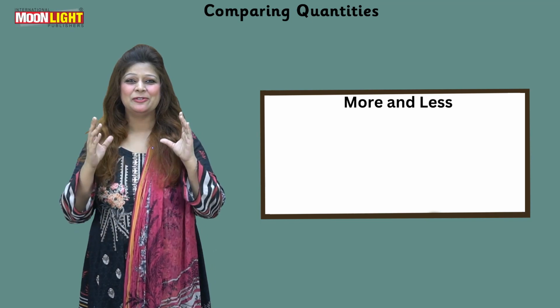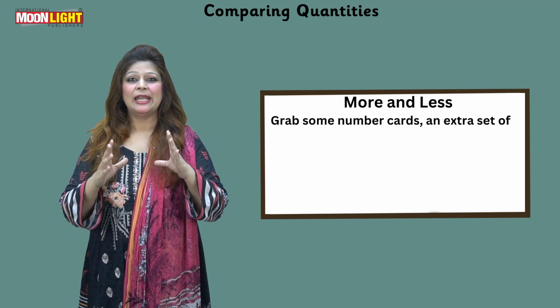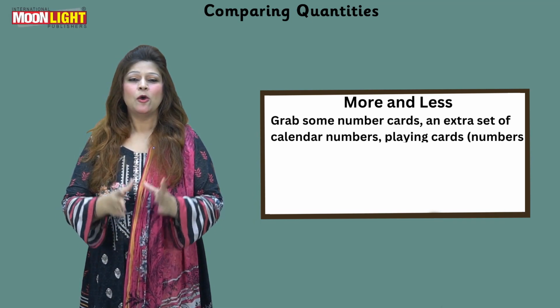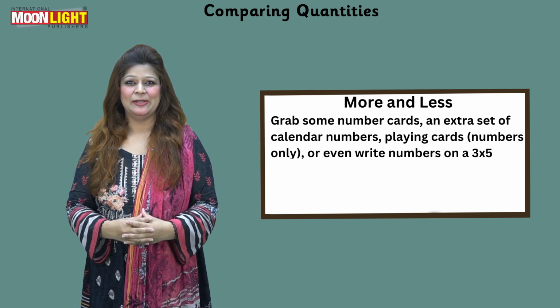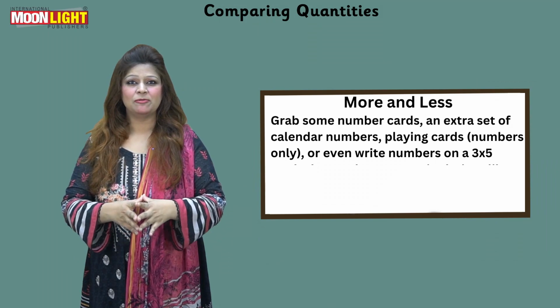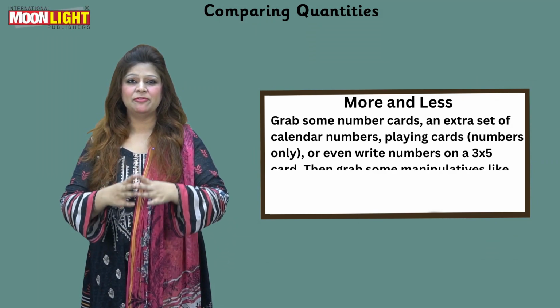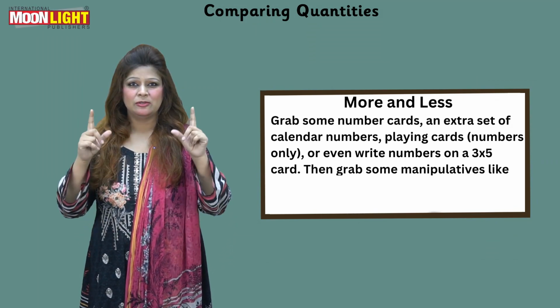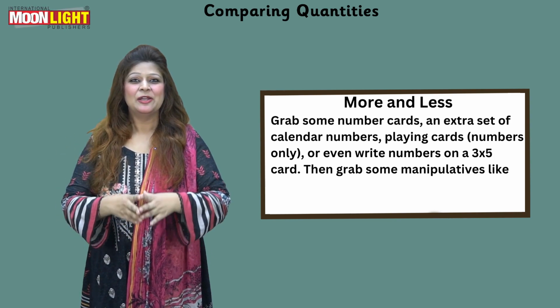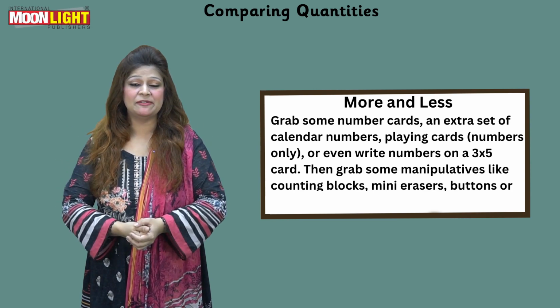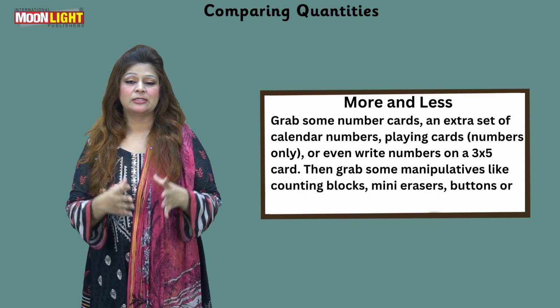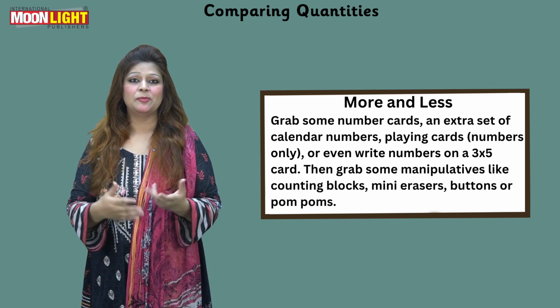You are going to grab some number cards, an extra set of calendar numbers, or you can have playing cards, but that must be of numbers only, okay? Or you can make it by yourself by making 3 by 5 cards. That is the length and width of the card. You are also going to grab some manipulatives like counting blocks, mini erasers, buttons, or pom-poms.